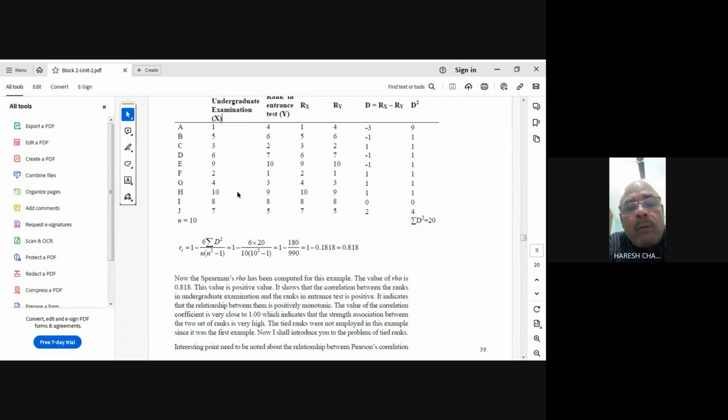Common sense, absolutely. Sir, marks, on the basis of marks.